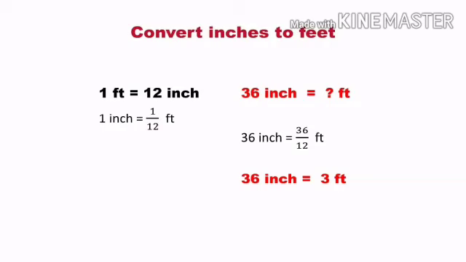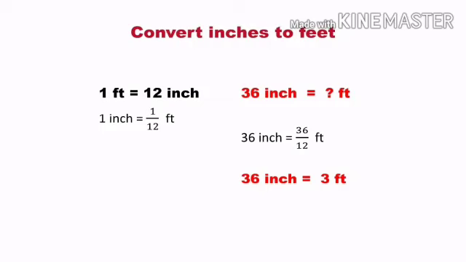Let us see how to convert inches to feet. What we know is 1 feet is 12 inches. How many feet will it be if we convert 36 inches? This is the question for us. We know 1 feet equals 12 inches. If I reverse it, 1 inch should be equal to 1 over 12. That is, 1 inch is 1/12 of feet.